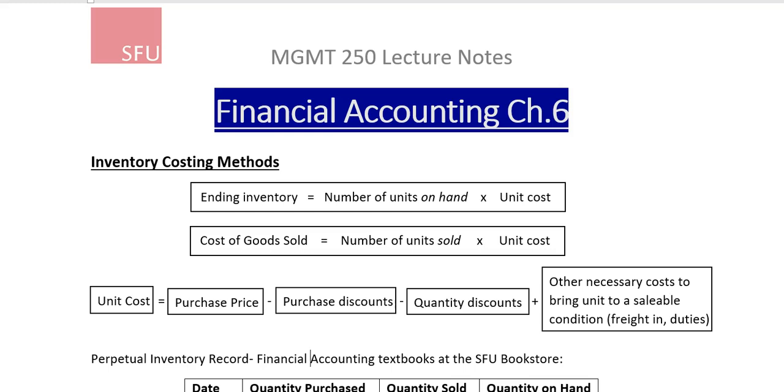Before we proceed into Chapter 6, I would like to remind you to download the blank file so you may fill it in as we proceed through the chapter.